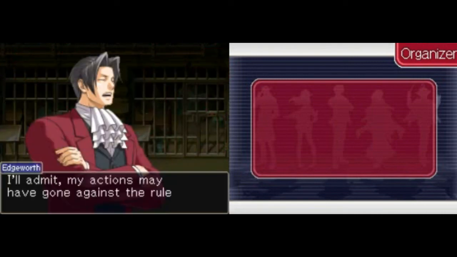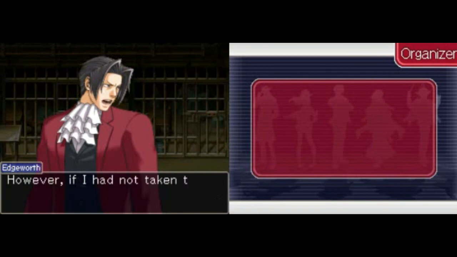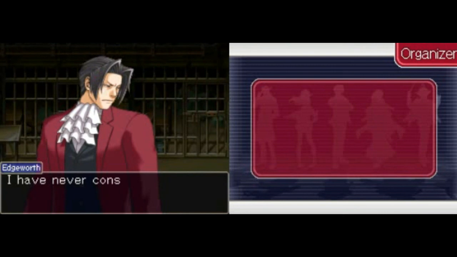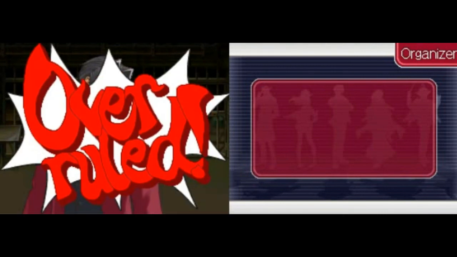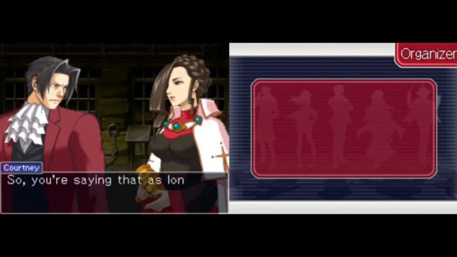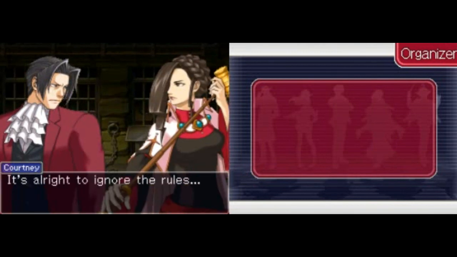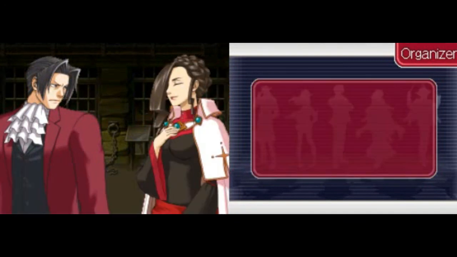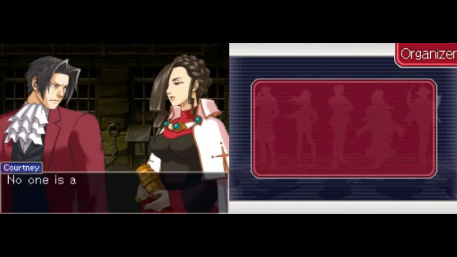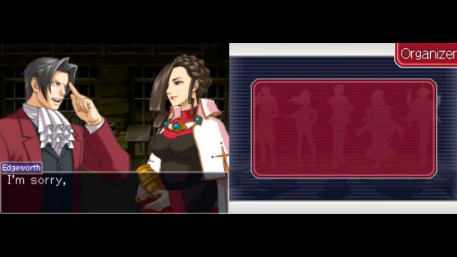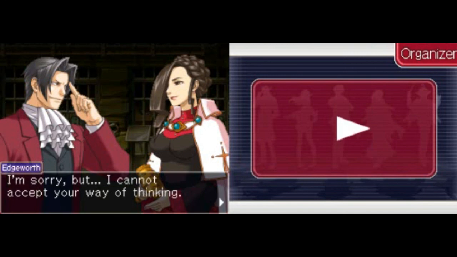I'll admit, my actions may have gone against the rules. However, if I had not taken that risk, I'm certain the truth would never have been found. I've never considered my actions a mistake. So you're saying, as long as the ends justify the means, it's alright to ignore the rules? That is an extremely dangerous way of thinking. No one is above the rules. That is the spirit of the law. I'm sorry, but I cannot accept your way of thinking.